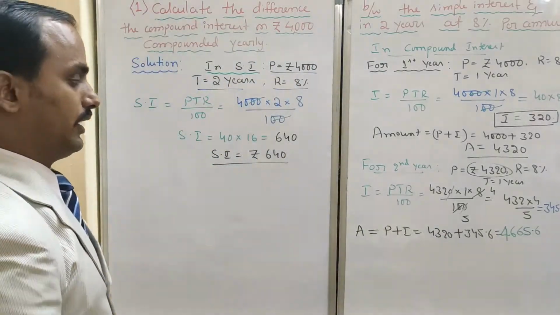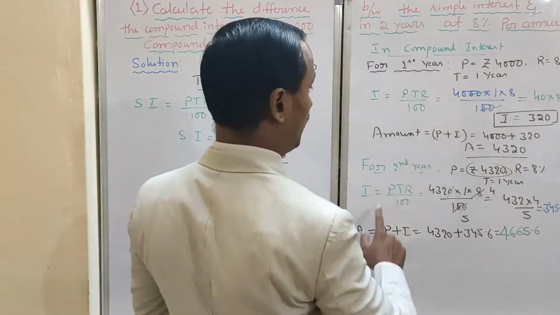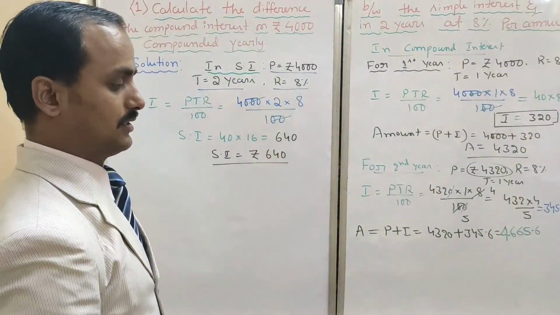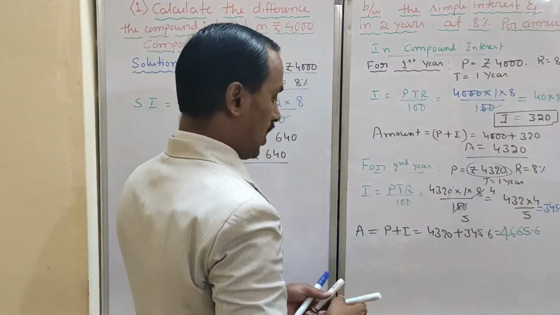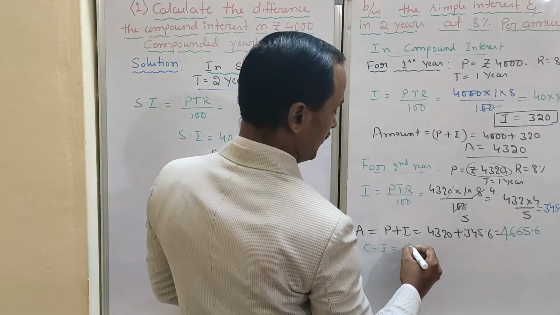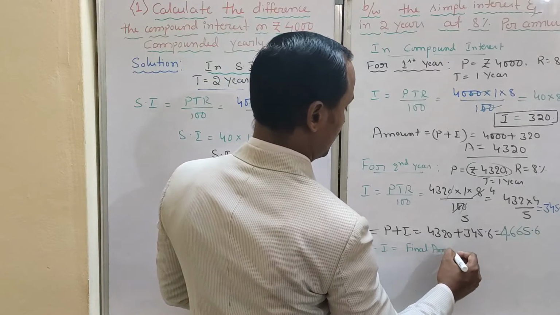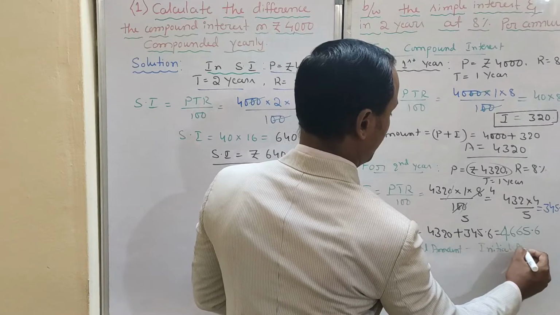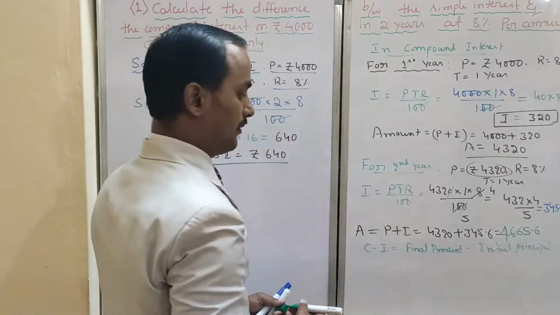No confusion. Look here. Now I want the 2 year compound interest amount. I find out at the end of the 2 years the amount is 4,665.6. But here the initial principal amount, how much is it? 4,000. The compound interest, you know the formula. Compound interest is equal to final amount minus initial principal. That formula you know that.